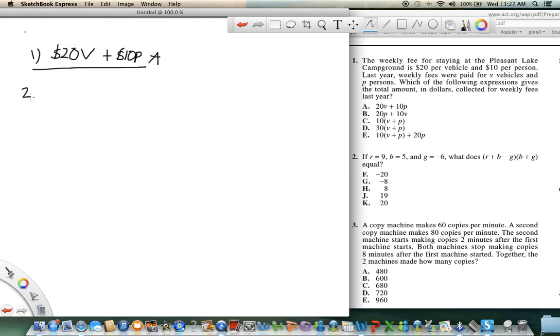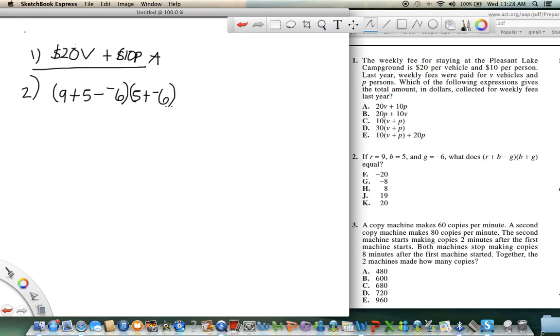Okay, question 2. If R equals 9, B equals 5, G equals -6, what does the following equal? In this case, you just plug in the values. What they're really working you on here is adding and subtracting positive and negative numbers, which you do need to do by hand because your calculator's not always reliable, because it can't always do order of operations. So I recommend doing these ones by hand rather than relying just on the calculator. So it's going to be -6, and then B plus G, so it's going to be 5 plus -6.